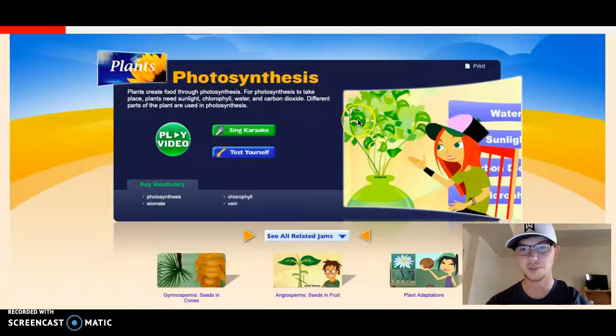But the best part I thought about Study Jams is that it was free. None of my students have to pay. It'd just be very easy, short, and quick, and very interactive, and very fun, and a good way for them to learn about photosynthesis.